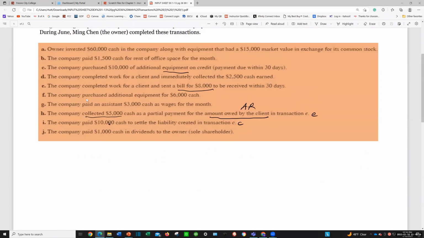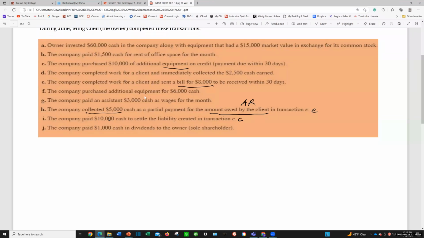The company purchased additional equipment for 6,000 cash. Well, you paid cash, right? So does cash go up or down? Well, if you paid cash, cash is going to go down by 6,000. And why did you pay the cash? You're buying additional equipment. So the asset equipment is going to go up.